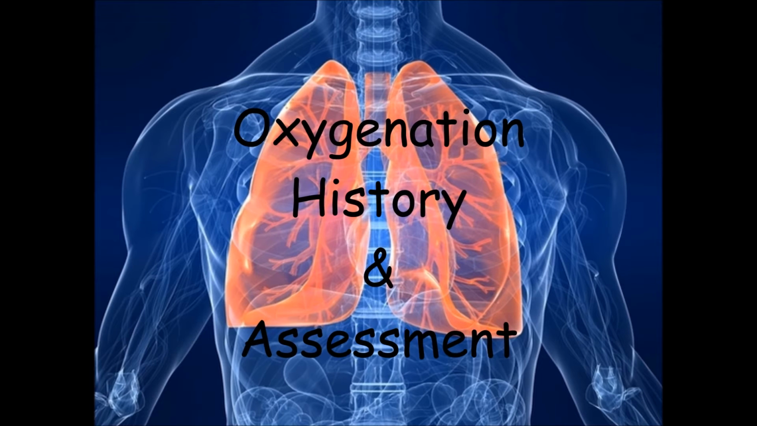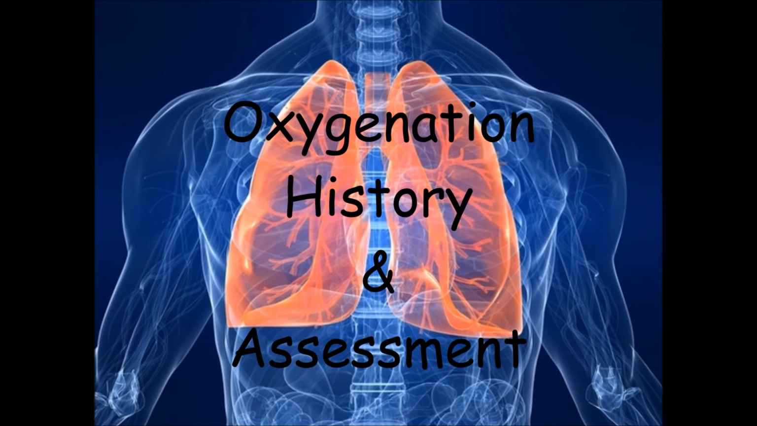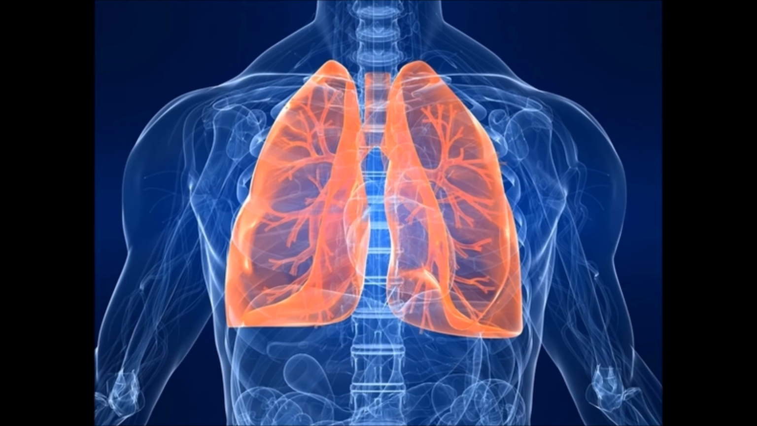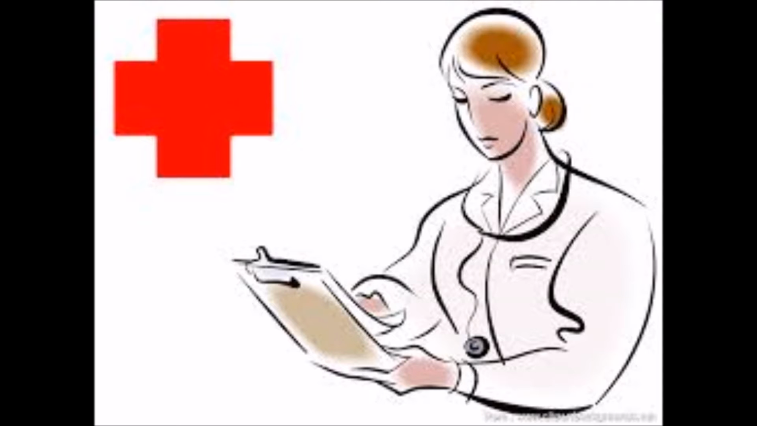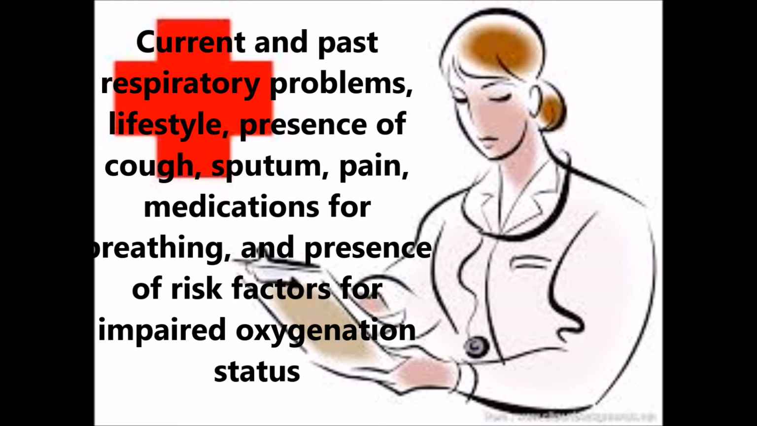Now that you know about some disease processes that can alter the way we breathe, let's begin to start assessing the patient in order to collect data. First, the oxygenation history. A comprehensive nursing history relevant to oxygenation status should include the data about current and past respiratory problems, lifestyle, presence of cough, sputum, pain, medication for breathing, and presence of risk factors for impaired oxygenation status.